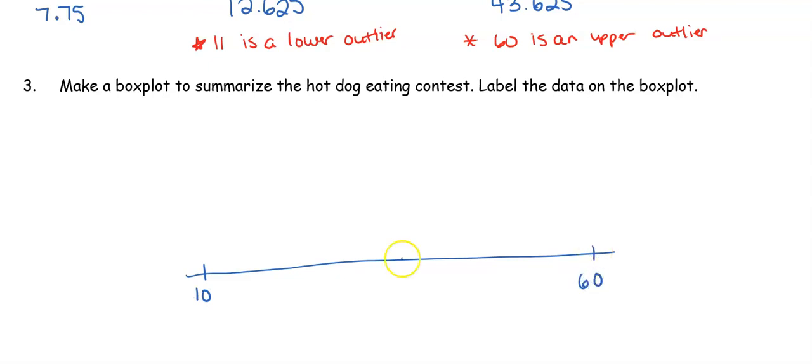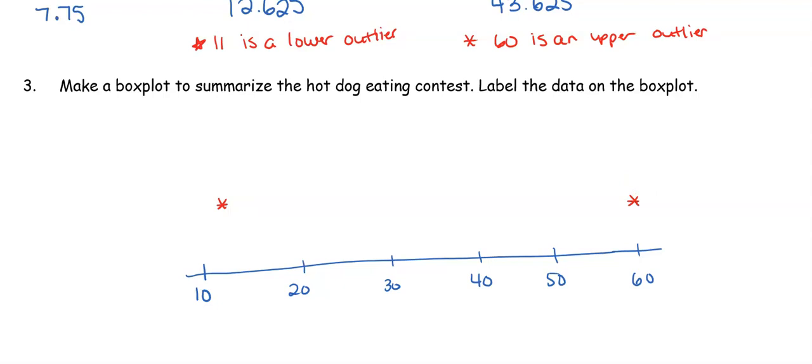So we are going to be separating that by 5, so it's 20, 30, 40, 50. I'm just going to erase this and move it. 60. We had a lower outlier at 11. We had an upper outlier at 60. So our outliers are those stars.